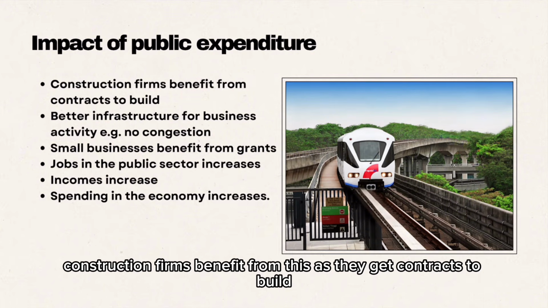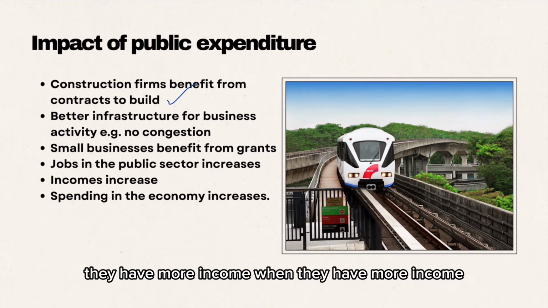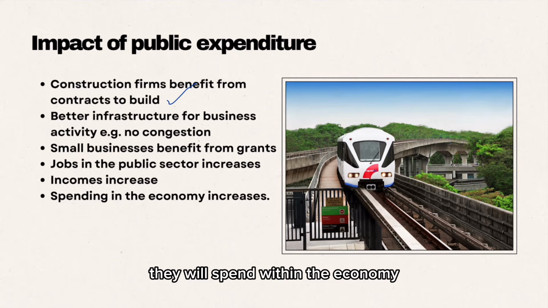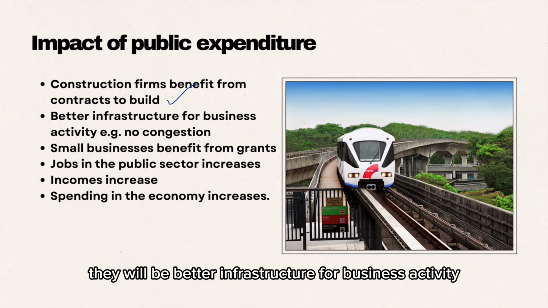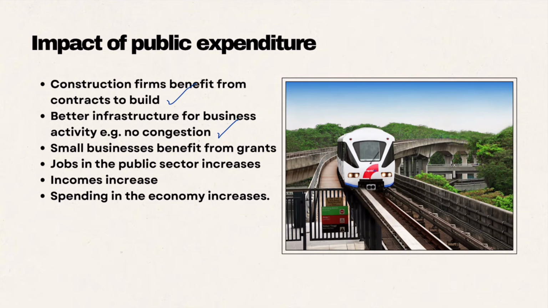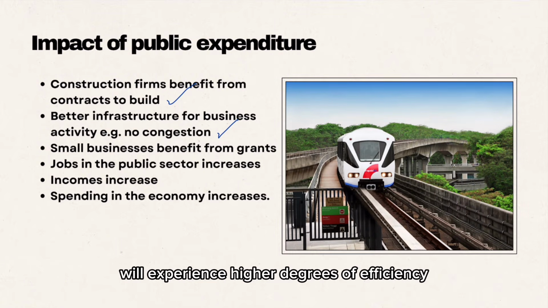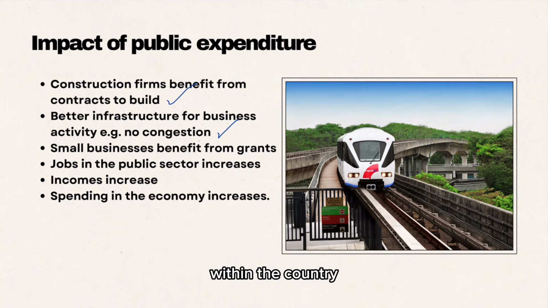Firstly, construction firms benefit from this as they get contracts to build. These people need jobs. So when these people have jobs, they have more income. When they have more income, they will spend within the economy. There will be better infrastructure for business activity, such as no congestion or a more efficient highway. Businesses that have a large reliance on the transportation of goods will experience higher degrees of efficiency within the country.